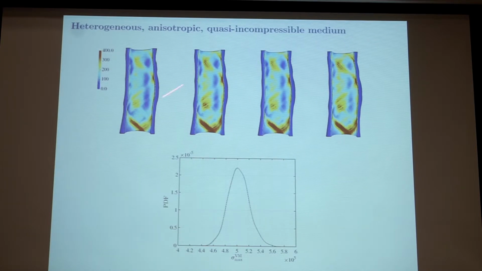Here you can see 4 samples of the von Mises stress field inside the artery, and below you can see the probability density function of the maximum value of the von Mises stress across the artery. All the realizations exhibit the same kind of localization pattern, but this is because we didn't put any uncertainty on the fibrous directions that are in the arterial wall. I can discuss it afterwards if I have time, if you want.